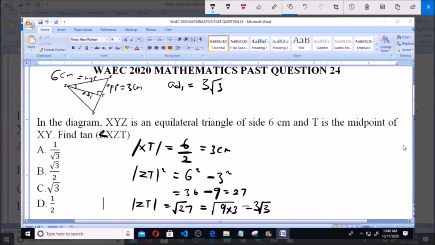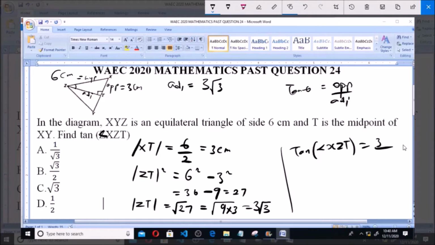Now using tan, because we are asked to find tan angle XZT, so tan angle XZT is equals to, remember, tan theta is equals to opposite over adjacent. Now the opposite is 3 centimeter, so we have 3 all over the adjacent, which is 3 root 3. We cancel 3, giving us 1 all over root 3. So the answer to this question is option A, 1 over root 3.